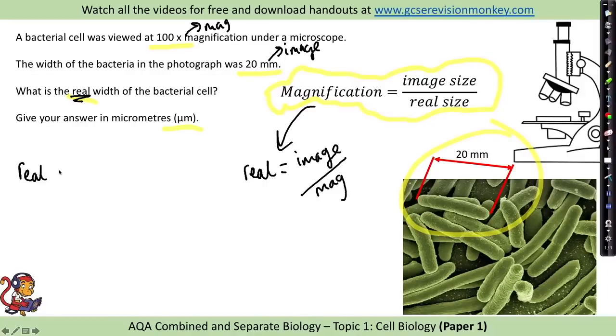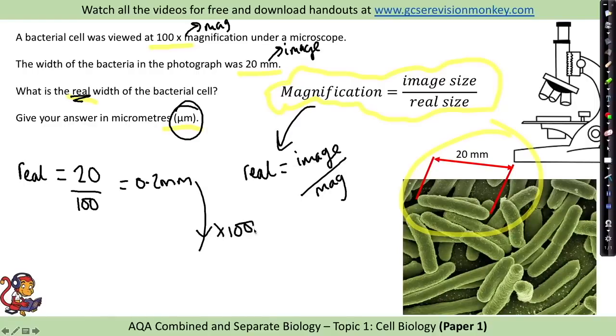The real size of the bacterial cell will equal 20 divided by 100. And this will give our answer in millimetres. So our answer is 0.2 millimetres. Now we need to change our answer to micrometres, and to do that we times by 1,000. So our final answer would be 200 micrometres.